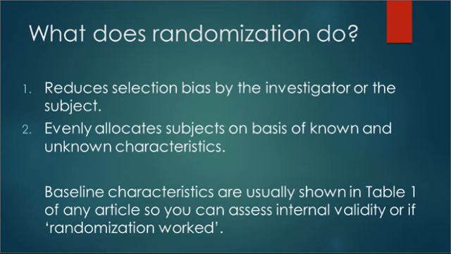Randomization also evenly allocates based on baseline characteristics. And these are known and unknown. Usually when you look at Table 1 of any article, you'll be able to see the baseline characteristics, and you can determine if we say randomization worked.